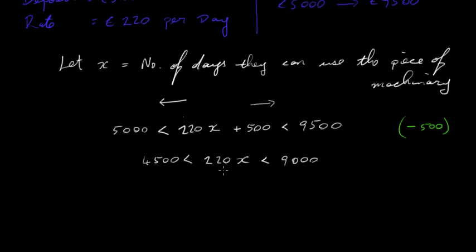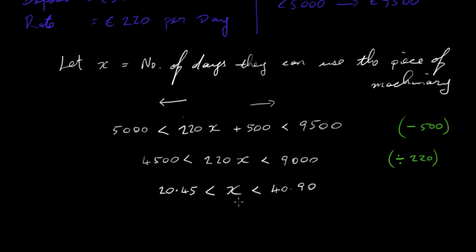Next I need to get rid of this 220. So I'm going to divide all sides by 220. Let's see what happens. If I divide this by 220, I'll just get 1 times x, which is just x. If I take 4,500 and divide by 220, I'll get 20.45. Now, if I take the 9,000 on the other hand and divide by 220, I'll get 40.90.